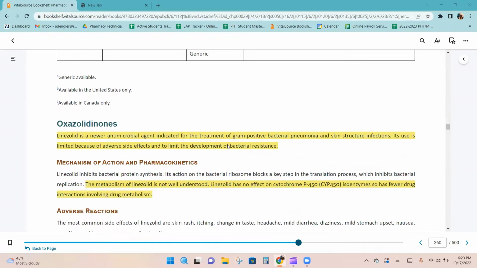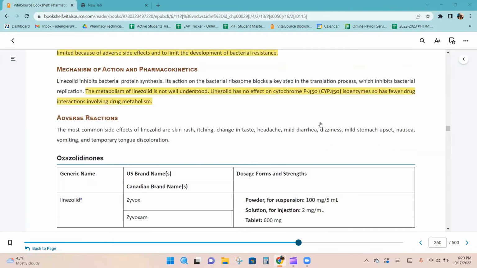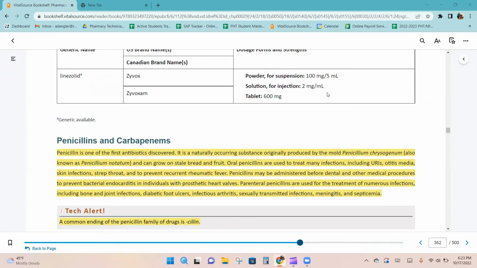Linezolid is a newer antimicrobial agent indicated for the treatment of gram-positive bacterial pneumonia and skin structure infections. Its use is limited because of adverse side effects and to limit the development of bacterial resistance. The metabolism of linezolid is not well understood. Linezolid has no effect on cytochrome P450, so it has fewer drug interactions involving drug metabolism. The brand name is Zyvox.